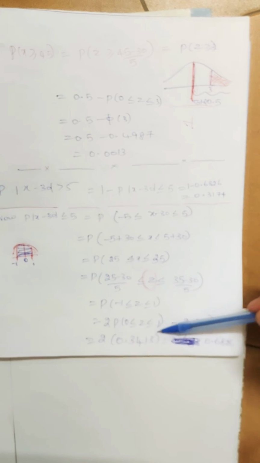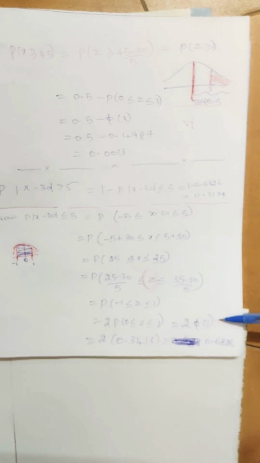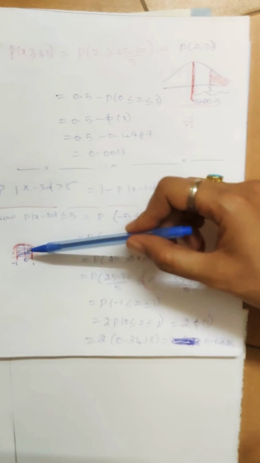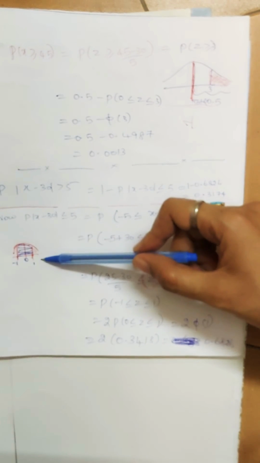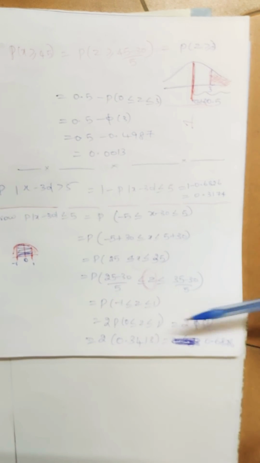So 2 into P of 0 to 1, what is the notation? Phi of 1. So phi of 1, you can see it in the table, write down the values. So this is your answer. So again, from minus something to plus something means it is the same as 2 into only one half. This is the idea of the graph.